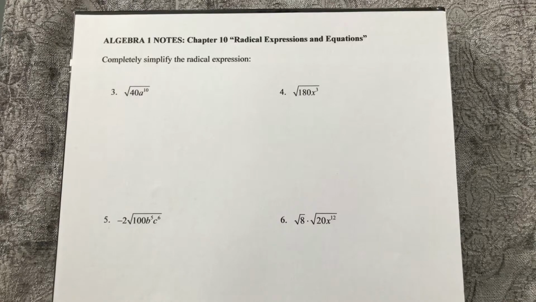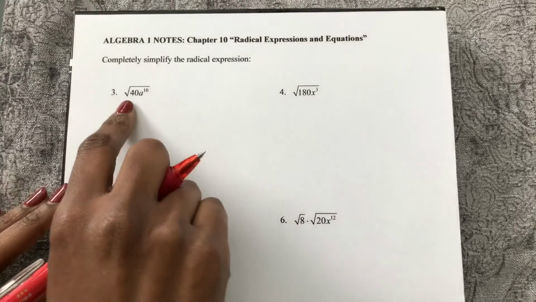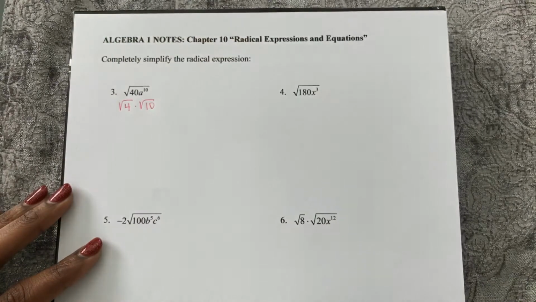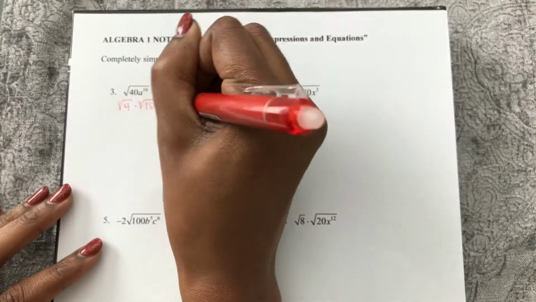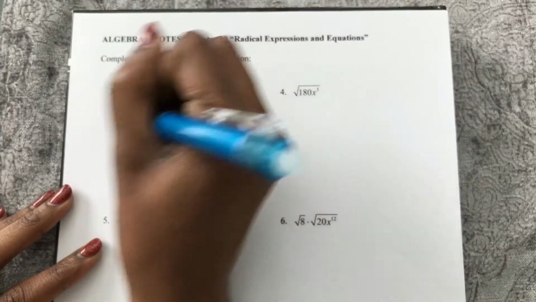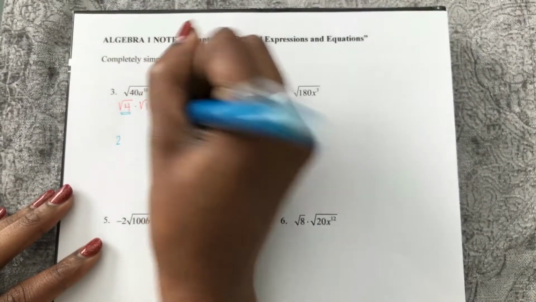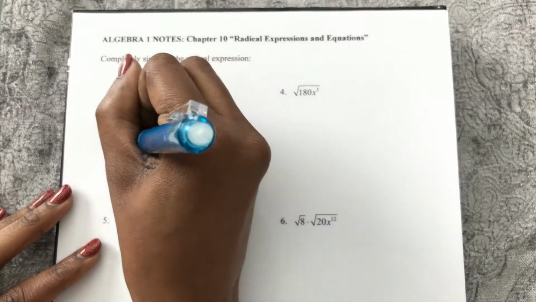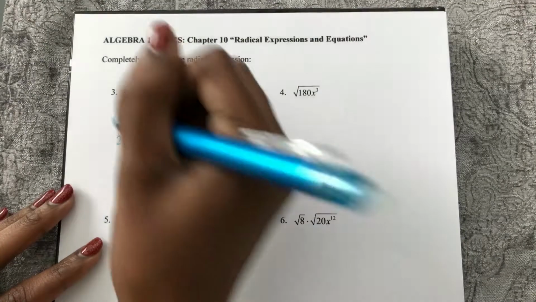So let's get into more simplifying radical expressions. So first on number 3, I'm going to look at 40. I can break that up to be square root of 4 multiplied by square root of 10. And then a to the 10th is an even power, so that works out. So now let me simplify my perfect squares. Square root of 4 is 2. Square root of a to the 10th is a to the 5th. And we leave square root of 10 in our radical.